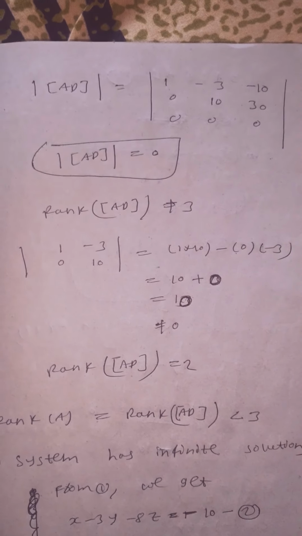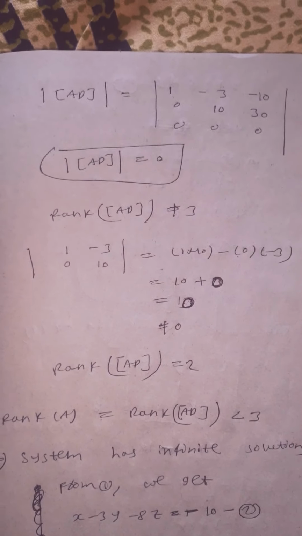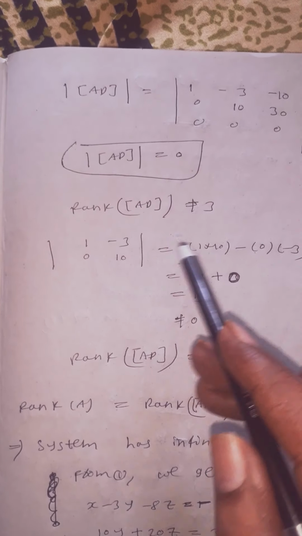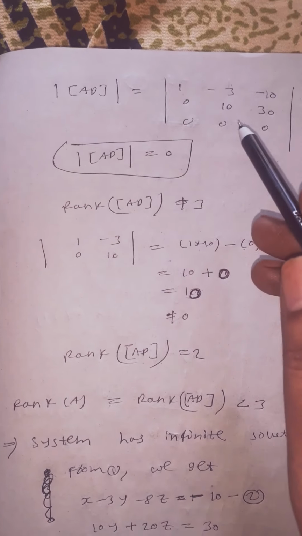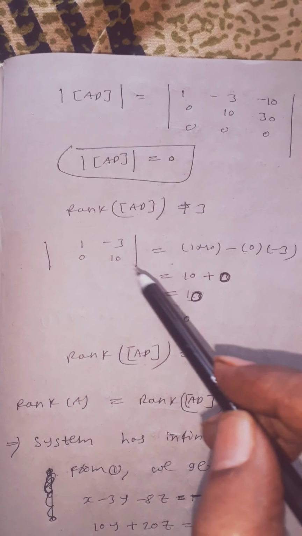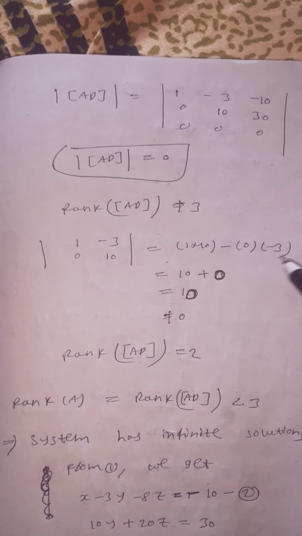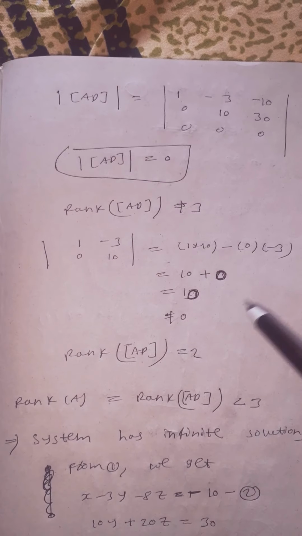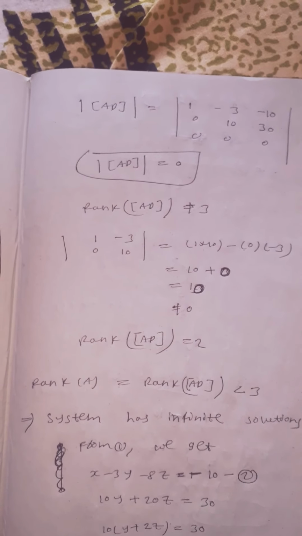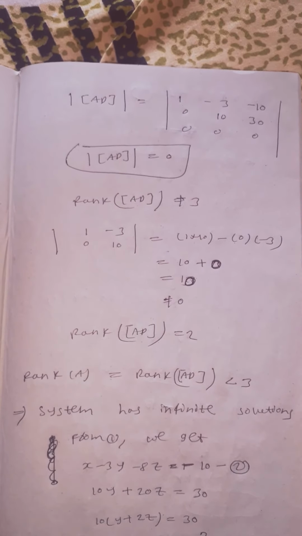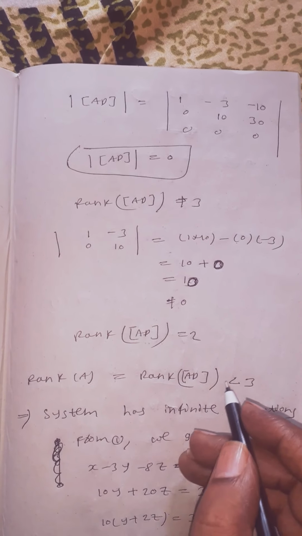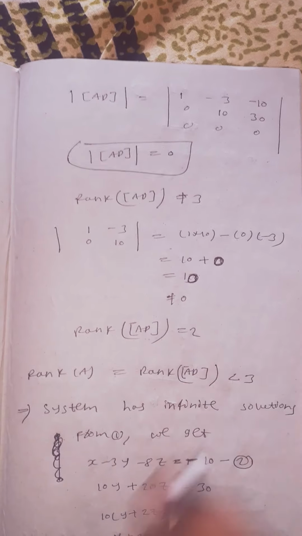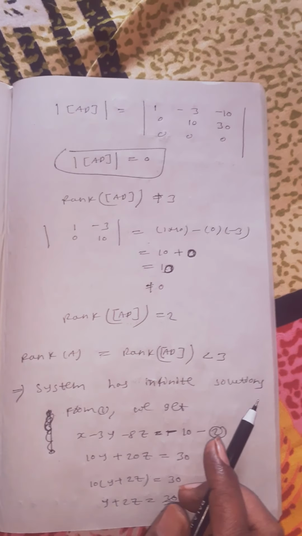So here also one row is 0, so the determinant is 0. Properties of determinants: rank of D is not equal to 3. Submatrix 1, minus 3, 0, 10. So 1 into 10 minus of 0 into minus 3. 10 plus 0 is 10, not equal to 0. Rank of AD is 2. So both ranks are equal but less than 3. Because the rank we got is 2, the system has infinite solutions.